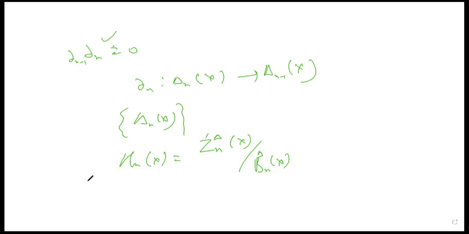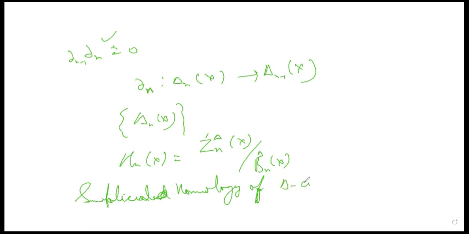Right, and this is called simplicial homology, the simplicial homology of the delta complex X. So now we come to examples.